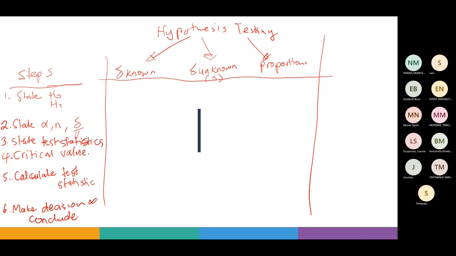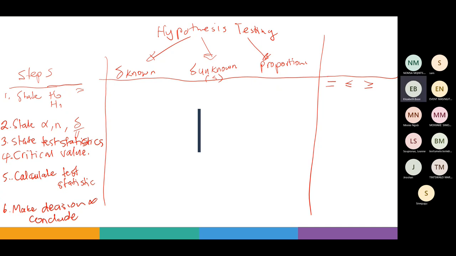You state your null hypothesis on the basis that your null hypothesis always contains an equal sign. So with your null hypothesis, there is always an equal sign. It can either be equal to, less than or equal to, or greater than or equal to. Or it can just be equal, because in your null hypothesis, there is always an equal sign.